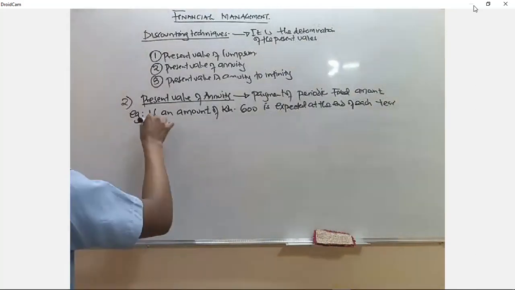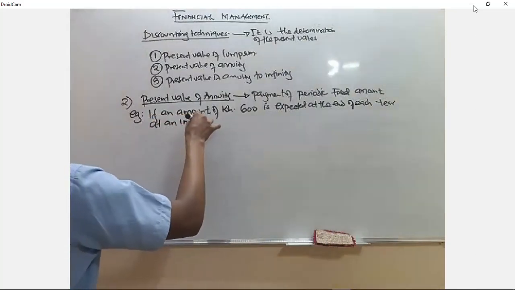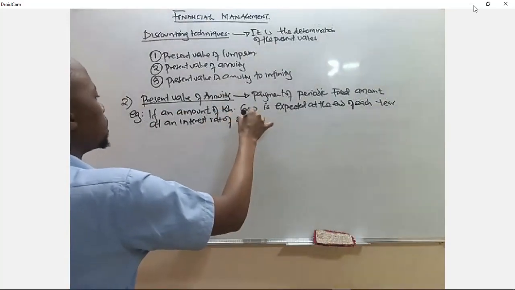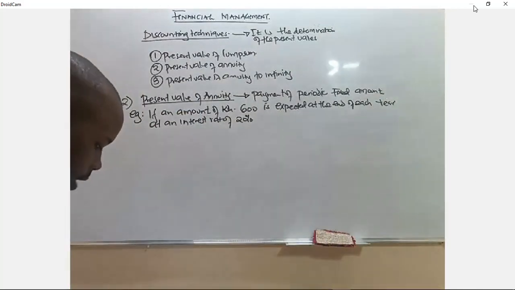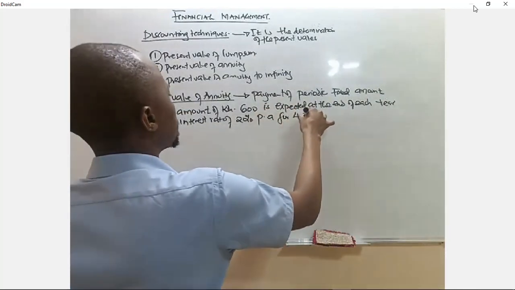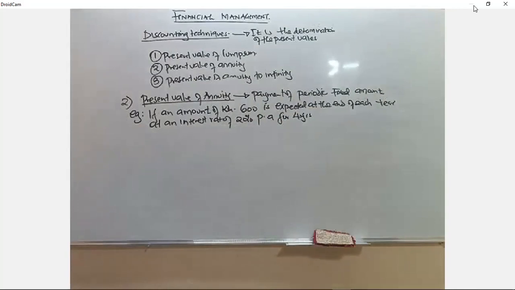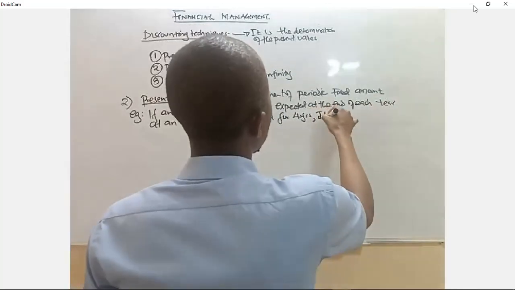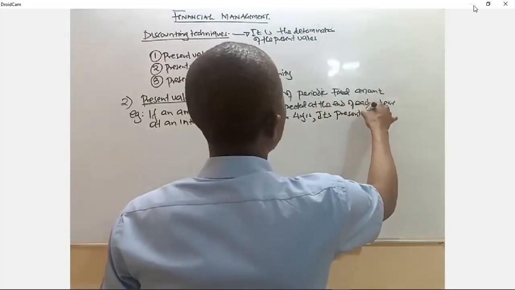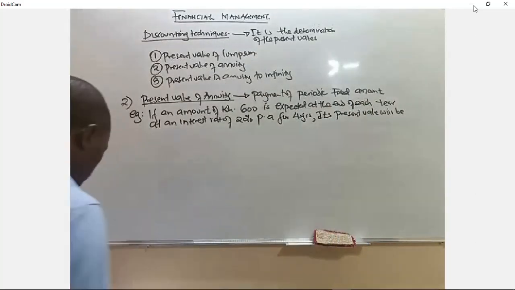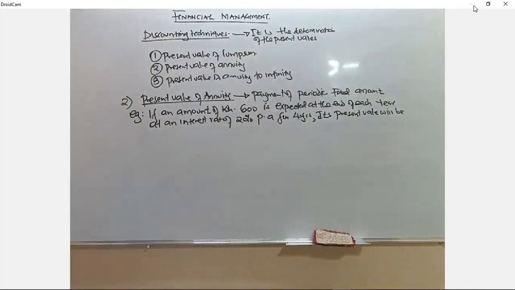At an interest rate of 20% per annum for 4 years. So the biggest question you can ask yourself is what the present value will be. In this case, we are going to be looking at the number of years here, right? And how can I invest?